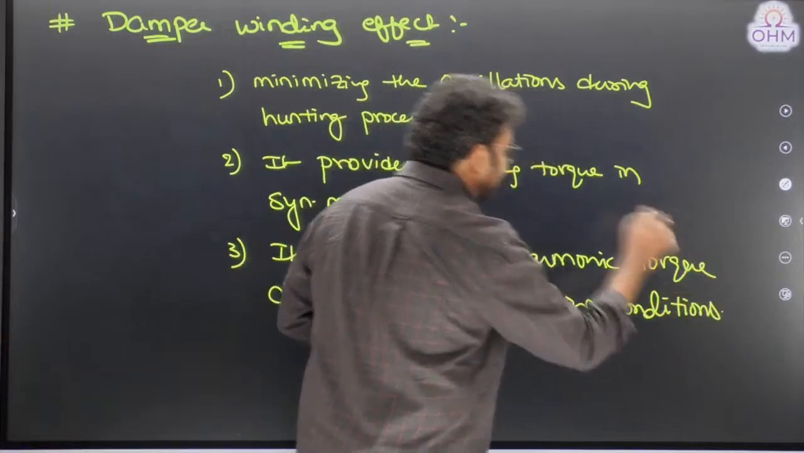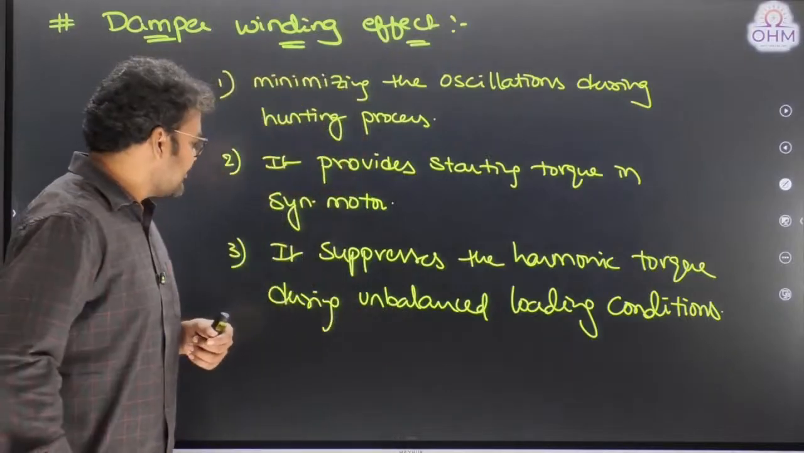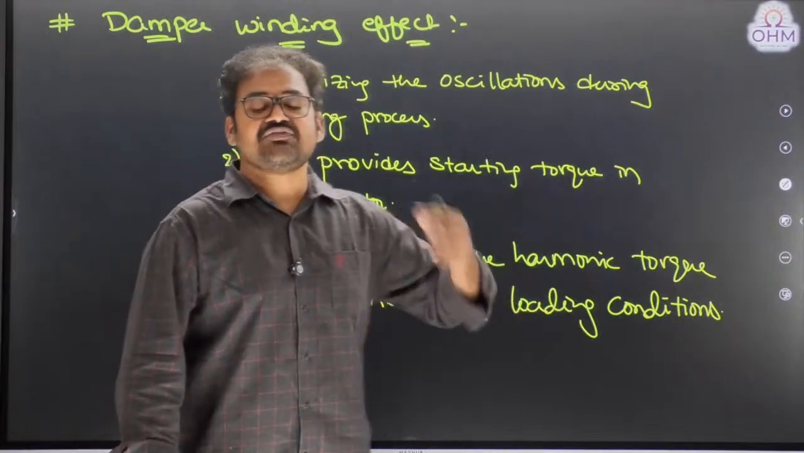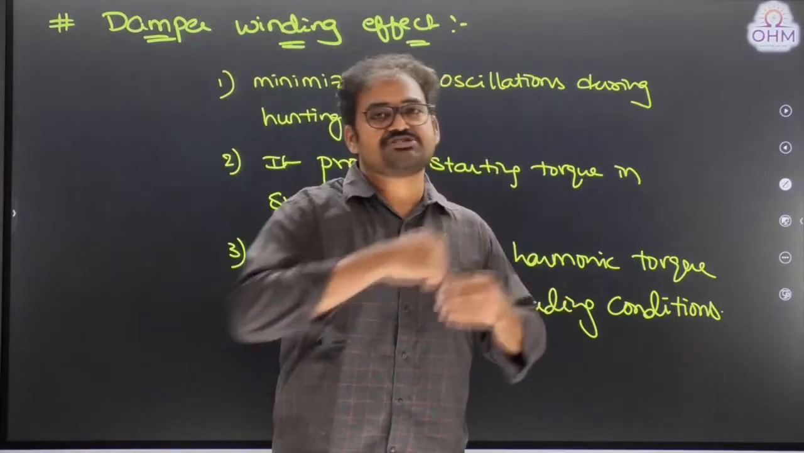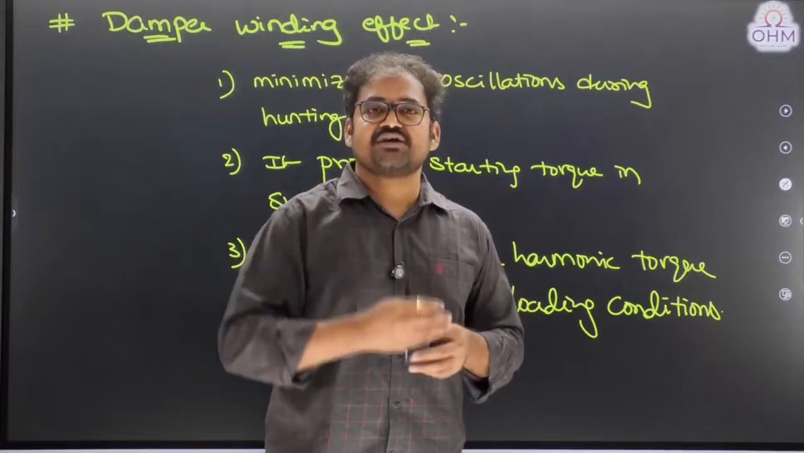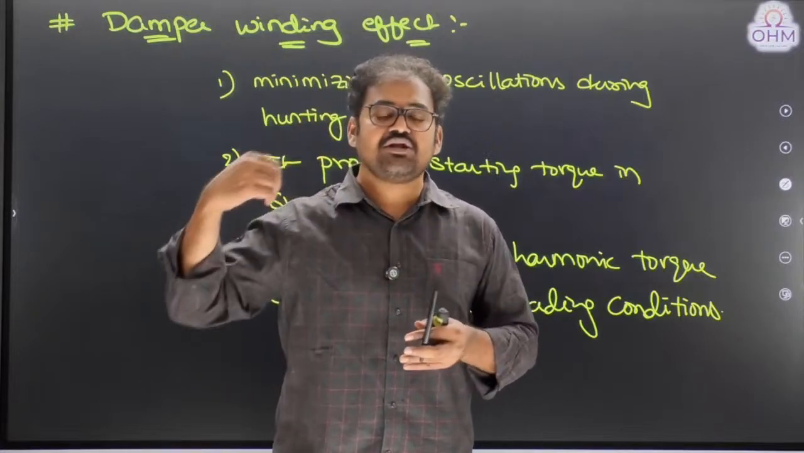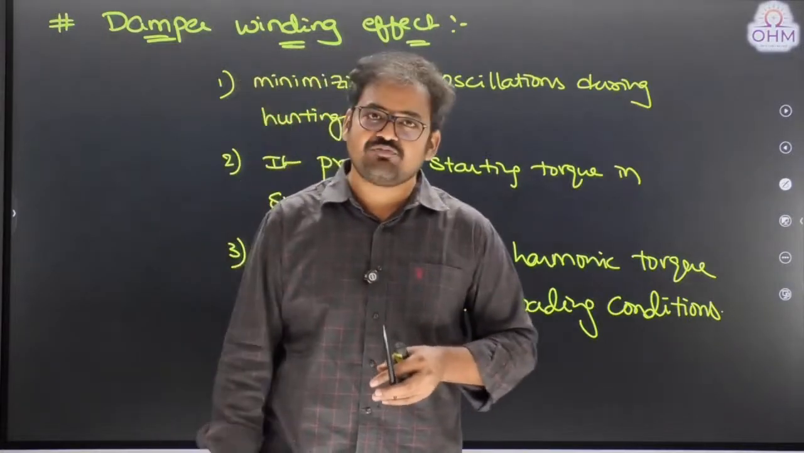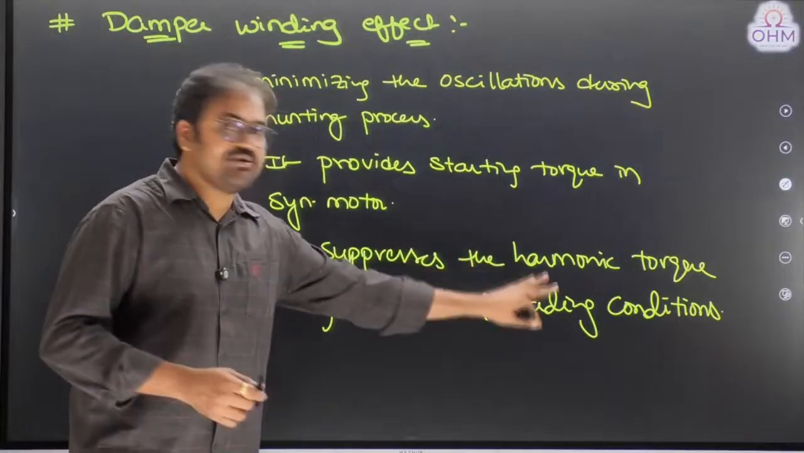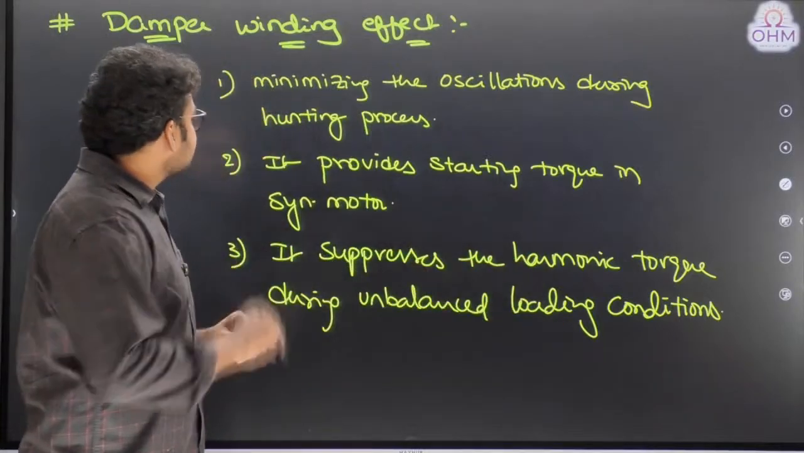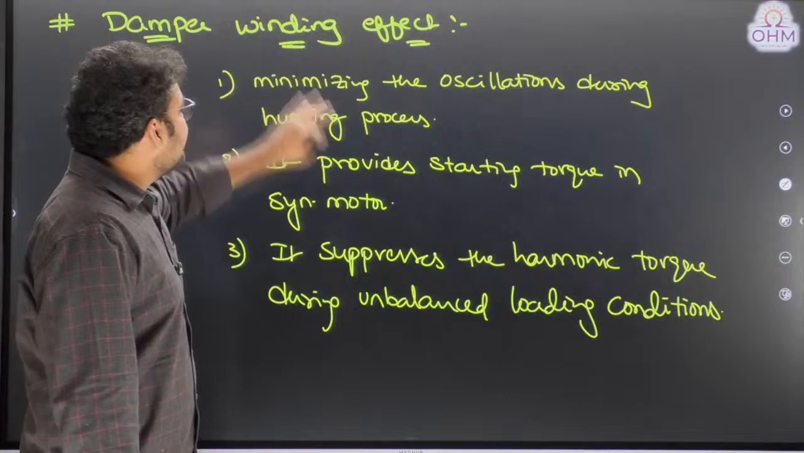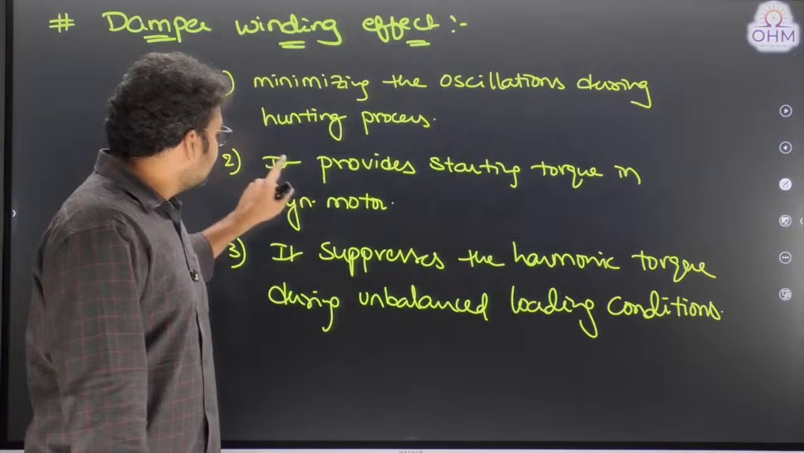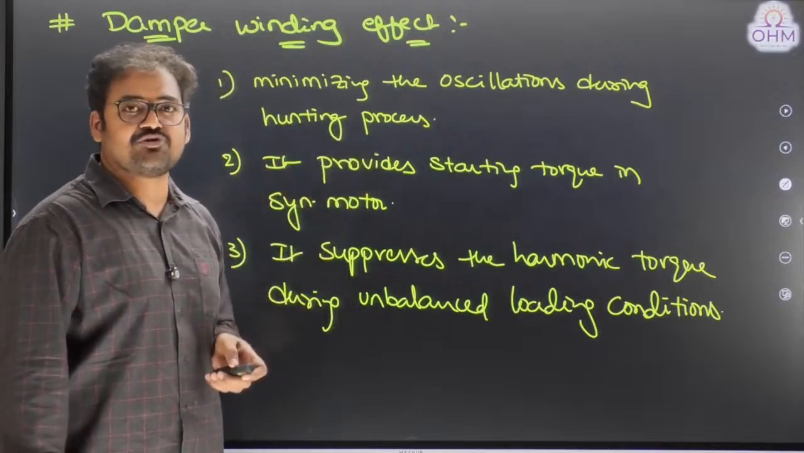This you will study in power systems mainly. In power system stability concepts, whenever the load is unbalanced, negative sequence currents will be generated by the armature winding. Those negative sequence currents will create harmonic voltages within the rotor. In order to suppress them, damper winding will be helpful. But coming to the machines concept, the hunting process can be minimized because of the damper winding, and you can also create a starting torque in a synchronous motor.